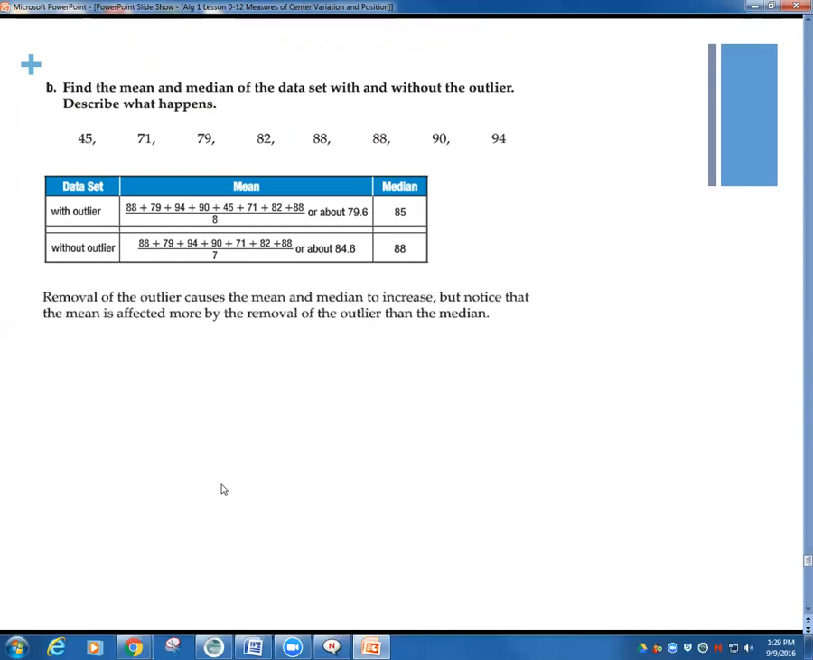So the removal of the outlier causes the mean and median to increase, but notice the mean is affected more by the removal of the outlier. Now the outlier will not always make the mean increase. It might make it decrease whenever you remove it. Okay, so the point is that the median is less affected by outliers than the average is.